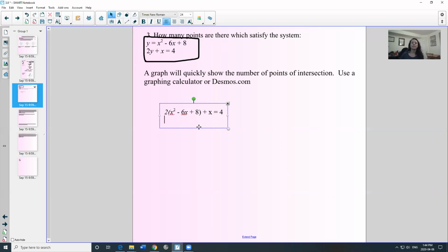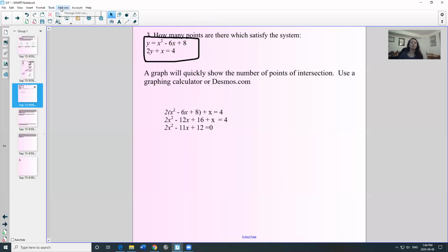Okay, now I'm going to take the 2 and distribute the 2 into the brackets. So this is going to be 2x squared minus 12x plus 16 plus x equals 4. Bring the 4 onto the other side and collect my x's. So when I collect my x's, this should give me minus 11. And when I bring the 4 over, it should be positive 12.